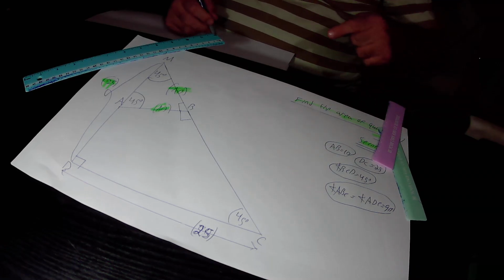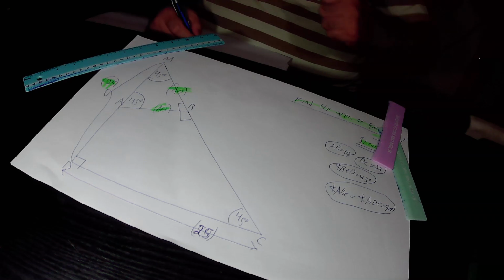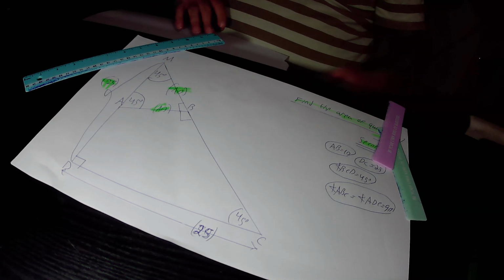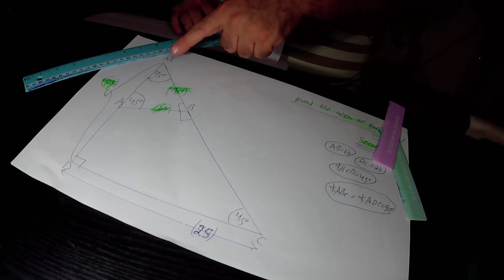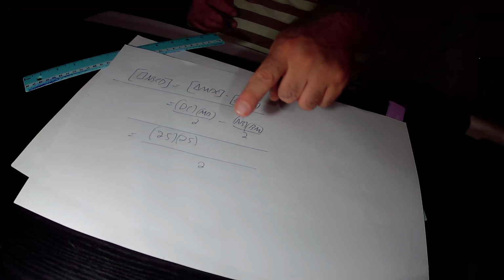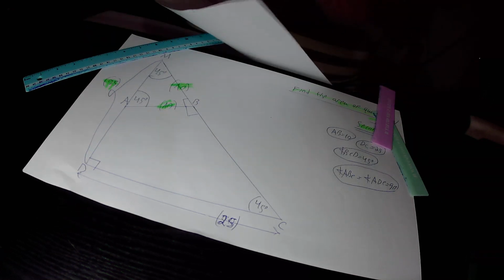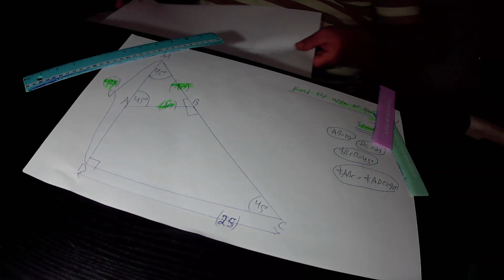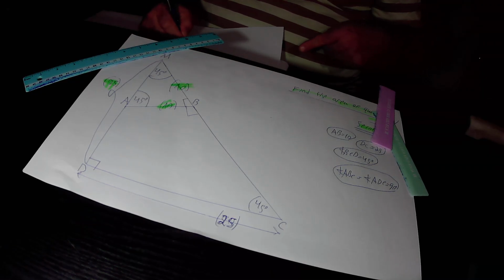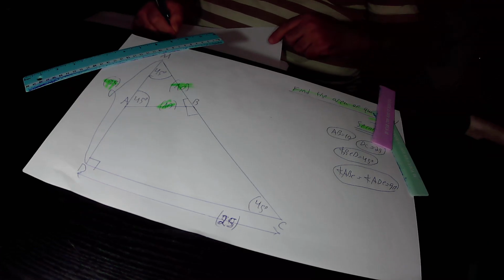DC is 25 times MD. MD is also 25 over 2. So the area of this big right triangle MDC, in total, is equal to 25 squared over 2 minus the area of the small right triangle MBA. The area of this small right triangle MBA is equal to AB, that is 10, times BM, that is also 10, divided by 2.